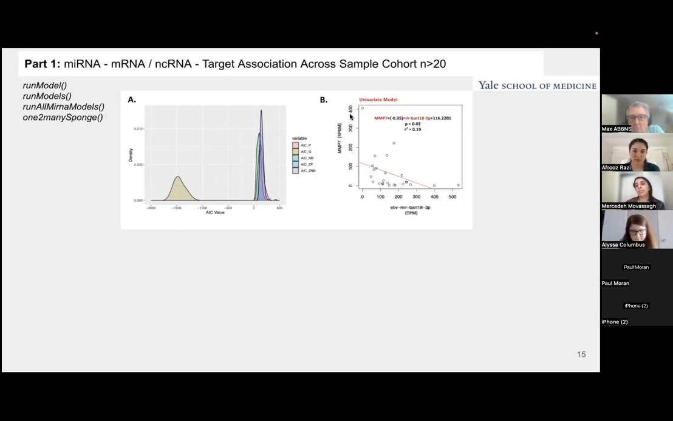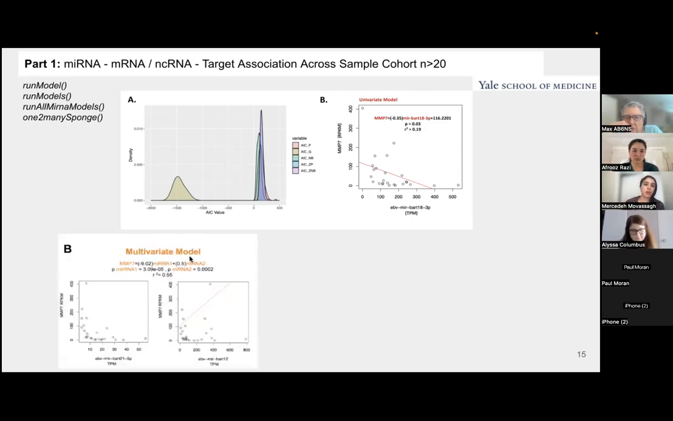And so here's an example of what you'll see. This is a viral microRNA called EBV Mir-Bart 18-3P. And this is a target mRNA, MMP7. This is a host mRNA. This is in RPKM and this is in TPM. And this is your fit, and this is one of the microRNAs that you see that is significant and associated in terms of negative correlation if you're using a univariate model.